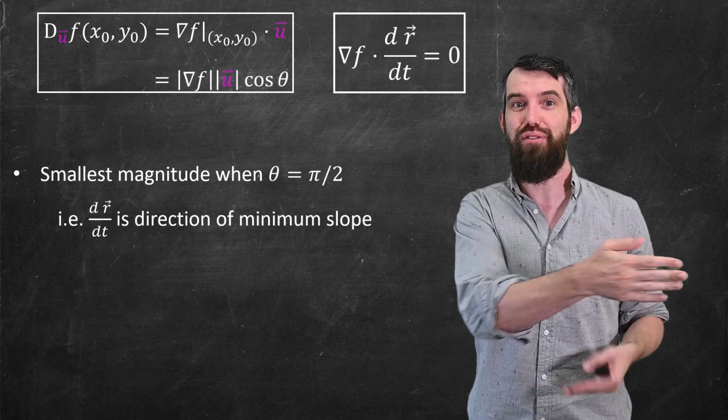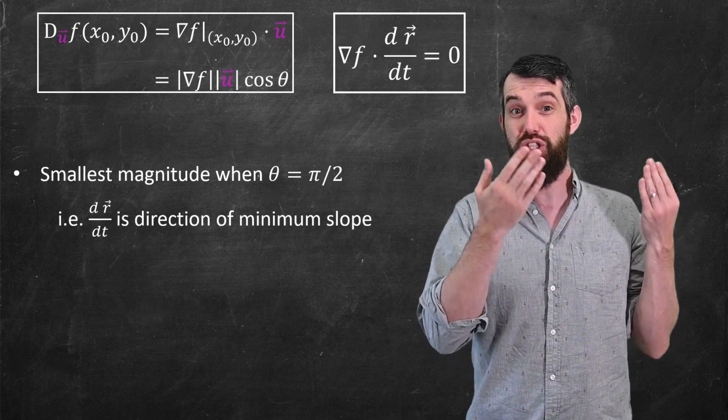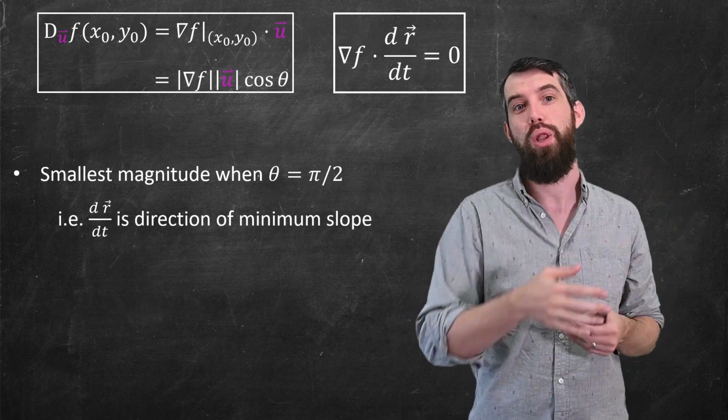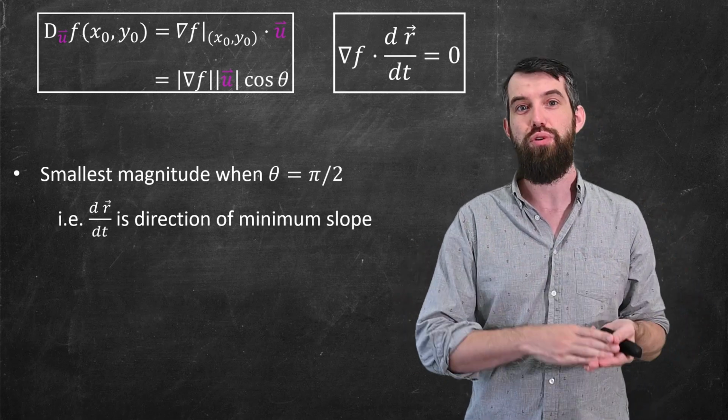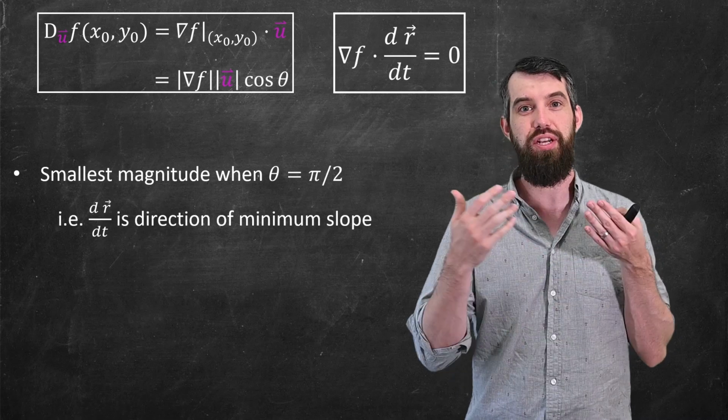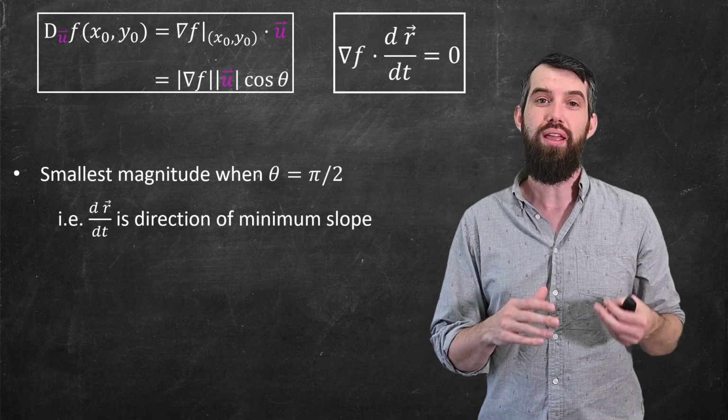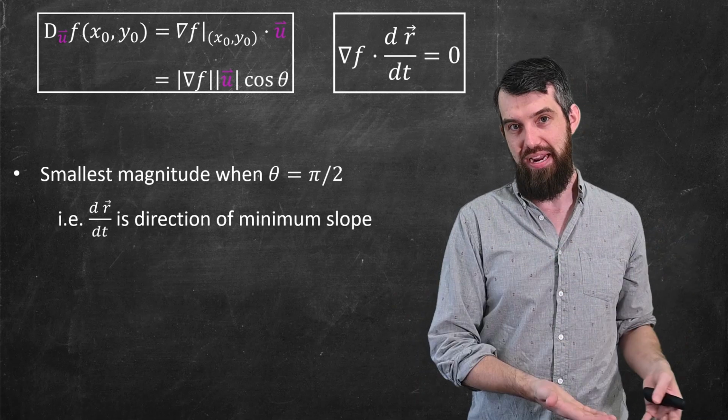Because if you're going along a level curve, you're not changing your function at all. Your slope is just 0 as you go along a level curve. And so everything just makes sense here. Our directional derivative traveling in the tangential direction is 0 as we'd expect. Okay, what about the largest magnitude?